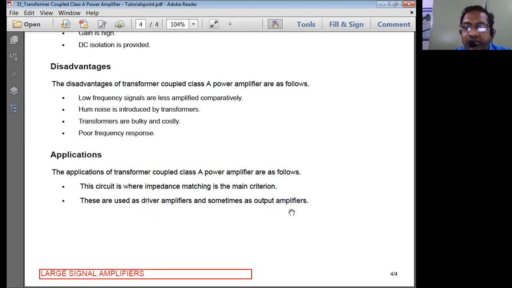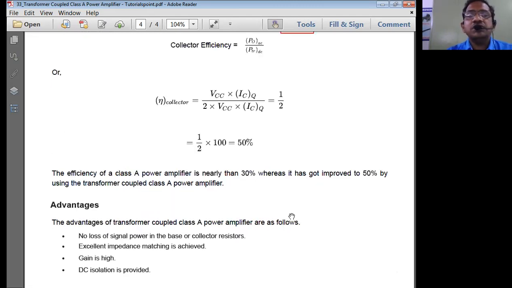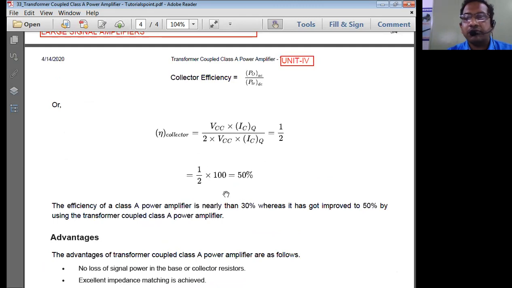this amplifier circuit. That means if you want to improve the signal voltages, signal levels, we use a driver amplifier which will drive the signal. That means maximum power has to be transferred. That is one of the properties of a driver amplifier. That can be fulfilled by employing the transformer coupled type of class A power amplifier circuit. Using the class A power amplifier with transformer coupling, the efficiency has been increased to 50%. This is the immediate difference we can observe in comparison to the ordinary class A power amplifier circuit.